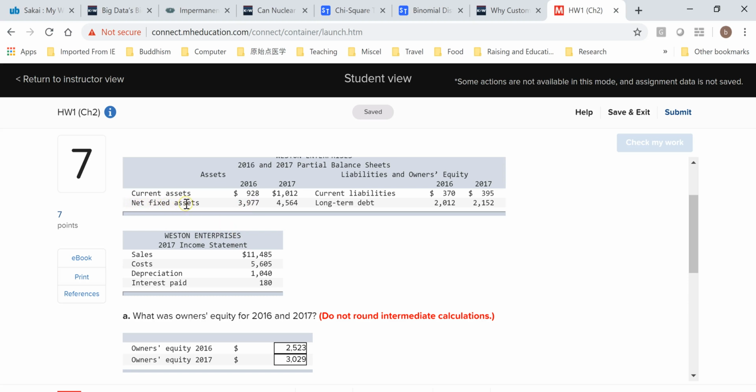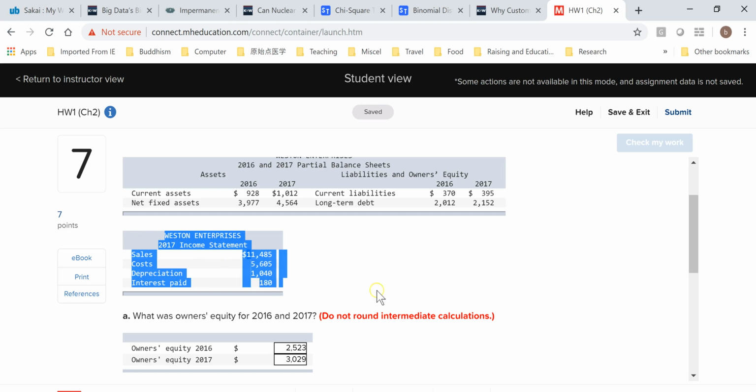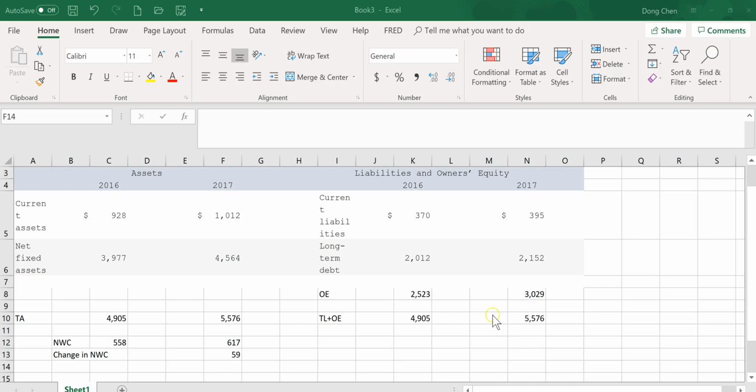But notice here it's the net fixed assets. The net fixed assets here is the gross fixed assets minus the accumulated depreciation, right? That's what the net here means. So if you only take the difference between these two, you're actually also including one year's depreciation. So once you take the difference between 2017 and 2016, you also have to add back one year's depreciation, which is from the income statement.